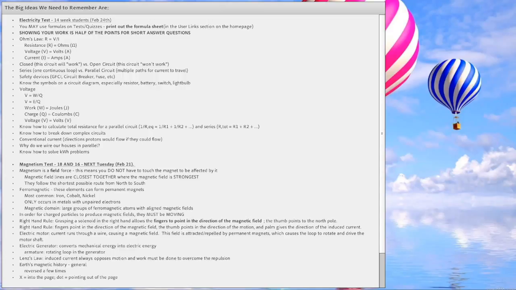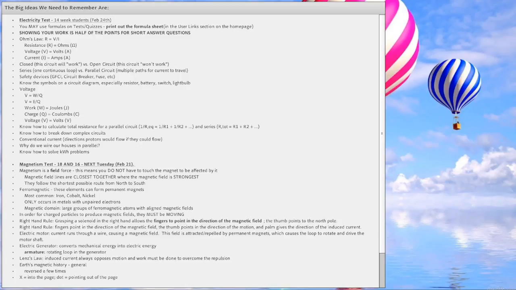And they have this word called an armature right here, and that is a rotating loop within that generator. The quizzes and tests really want you to know that word, armature. I think there's a question or two about what the rotating loop in the generator is called, or what is an armature, and then you choose the right one.